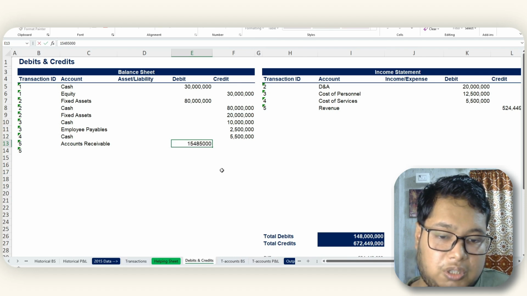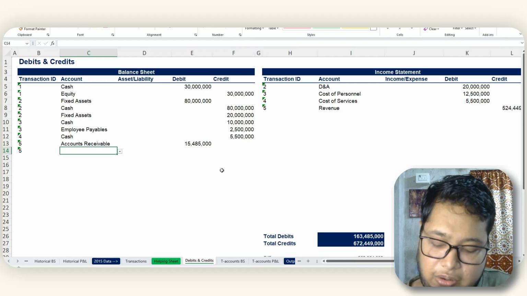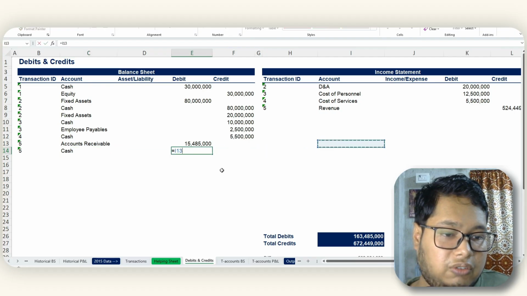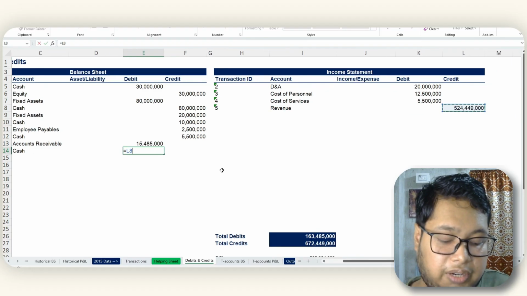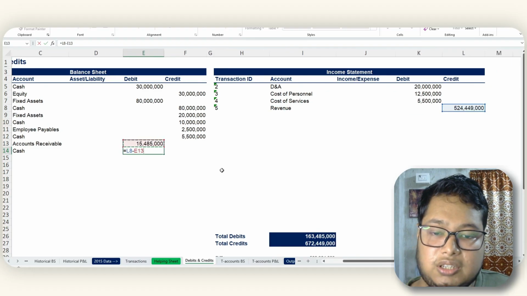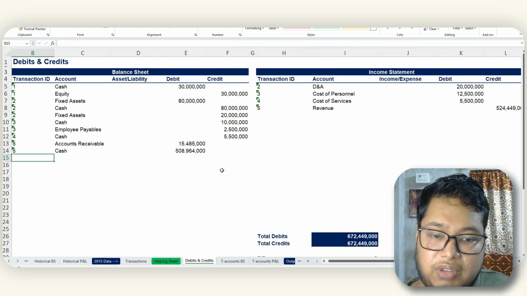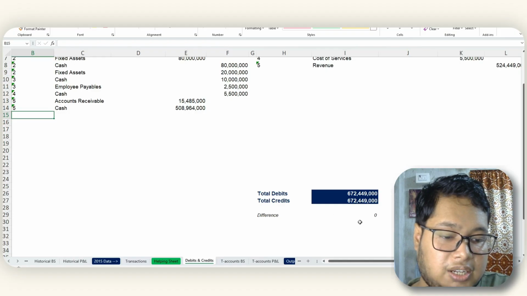15,485,000. Yeah, that much is as an account receivable. That is also our asset, right? So it will be debited, obviously. Cash equals to, so our revenue will be like this. Yeah, that was our revenue, right? Minus this much is the account receivable. So obviously this is the cash we have received, and up until now, are we in balance? Yeah, we are still in balance.